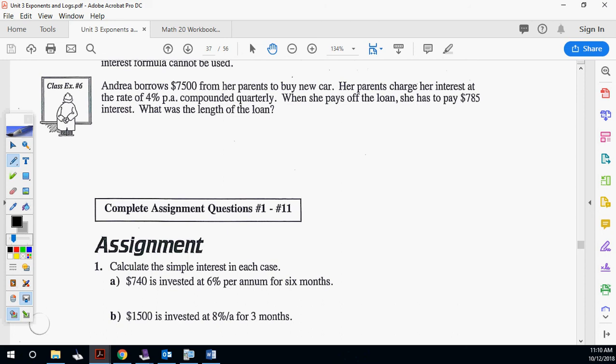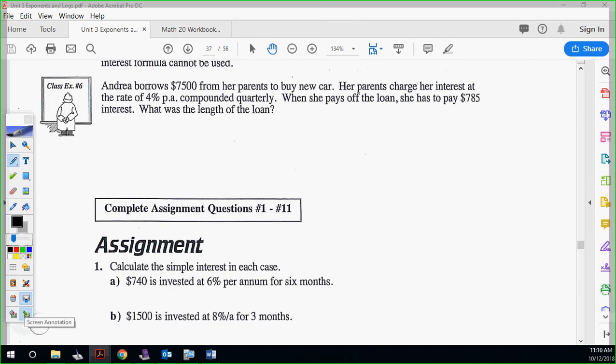Anyway, Andrea borrows $7,500 from her parents to buy a new car. Her parents charge her an interest rate of 4%, compounded quarterly. Tough parents. When she pays off the loan, she pays $785 in interest. What was the length of the loan? So we're finding how long she borrowed.